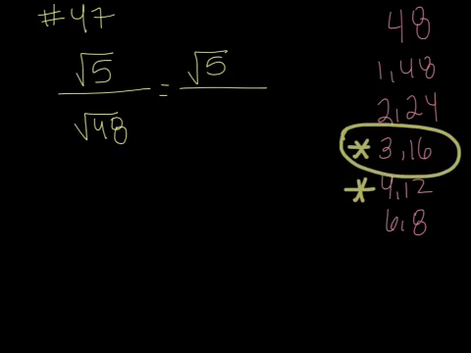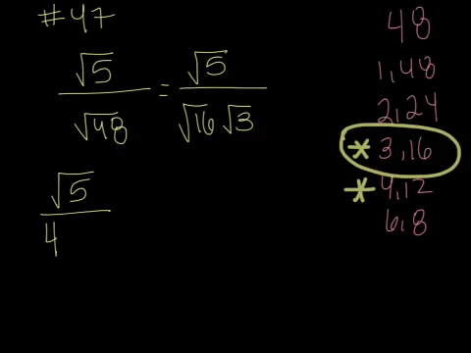So now I'm going to write my factors as such. I'm going to write radical 16 and radical 3. I know that 16 is a perfect square, so I'm just going to get the square root of that, and I'm going to get 4. 3 is a prime number, so I can't get a square root of 3, so I'm just going to write radical 3. So now I have 4 radical 3 in my denominator.